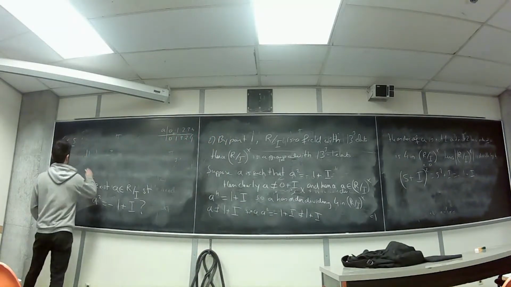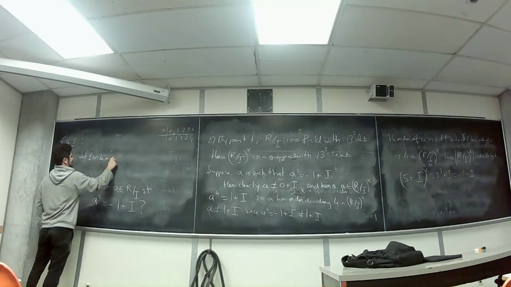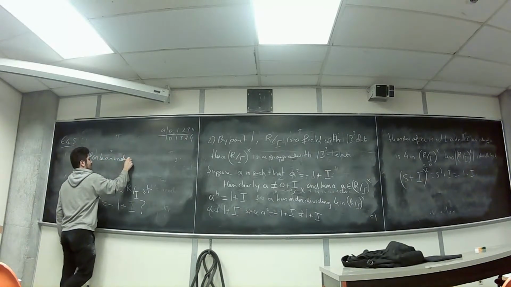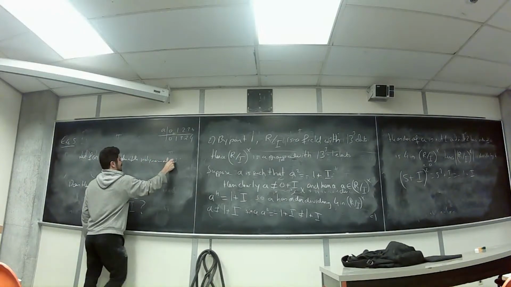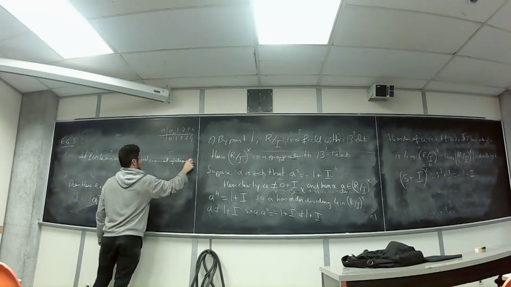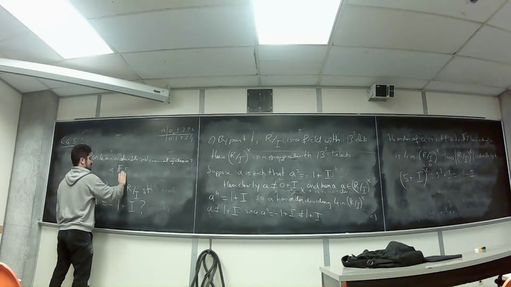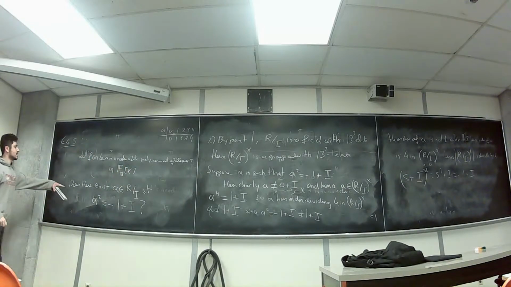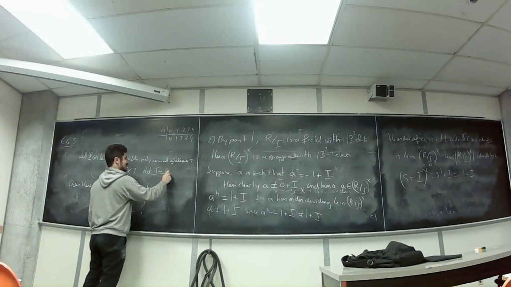So let f of x be an irreducible polynomial of degree 3 over F11. Let's change the question. Does there exist A in R mod I so that A squared is equal to minus 1 plus I? Man, I messed up so badly.